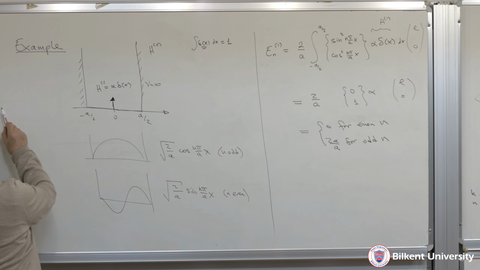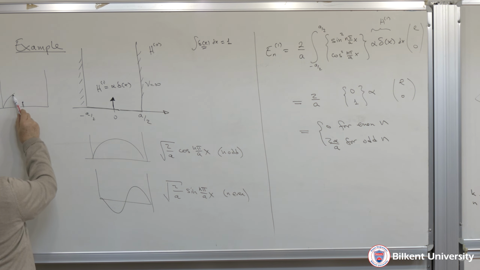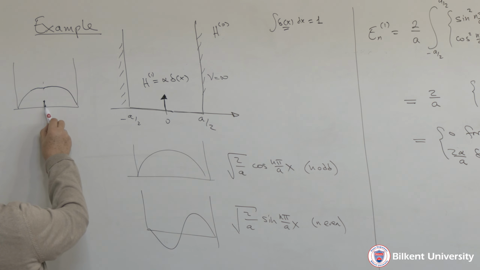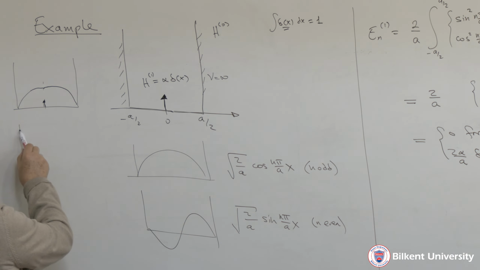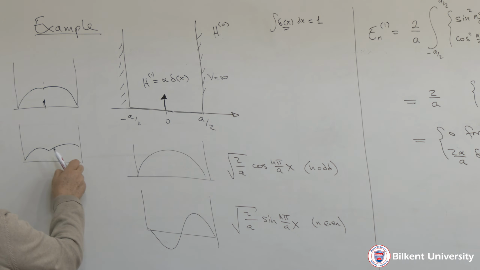How would this change? Okay, so I know that in this region, from minus a over 2 to a over 2, I have a sinusoidal function, but because there's this delta function, there will be a break in the derivative. So at this point, there will be a break in the derivative trying to bend the wave function away like this. So this is for a small alpha. If I have a bigger alpha, I'm going to get something like this, symmetric, because it's in the center.